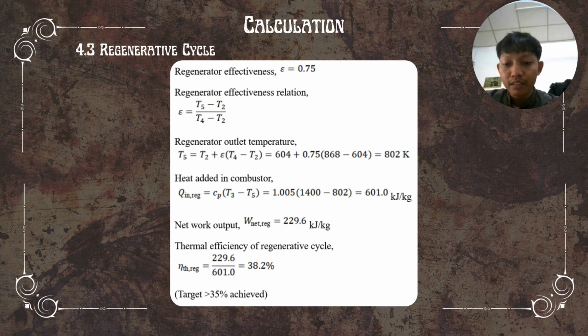Because the air enters the combustor at a higher temperature, the heat added in the combustor is reduced while the turbine and compressor work remain unchanged. As a result, the net work output stays the same at 229.6 kJ per kilogram, but the thermal efficiency increases significantly to 38.2%. This value exceeds our project target of 35%, showing that regeneration is very effective in improving fuel efficiency.